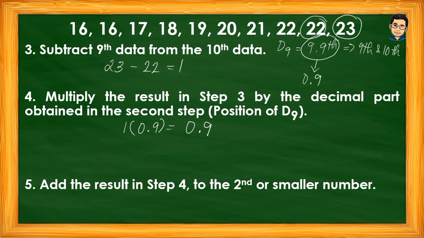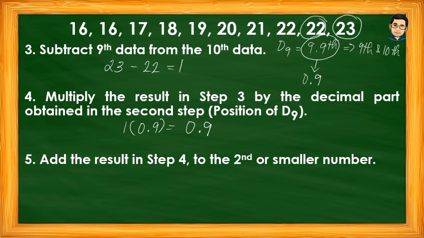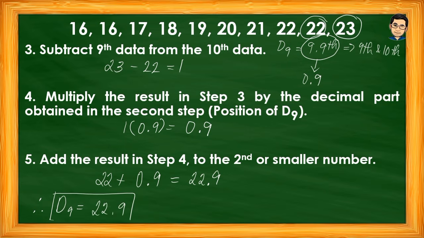So, next, add the result in step 4 to the second or smaller number. Okay. So, yung mababa dun sa dalawang number natin, 22 and 23 is 22. So, 22 plus, yung nakuha natin sa step 4, 0.9. That is equal to 22.9. Okay. Therefore, the value for D sub 9 is equal to 22.9. So, this is the exact value for D sub 9.